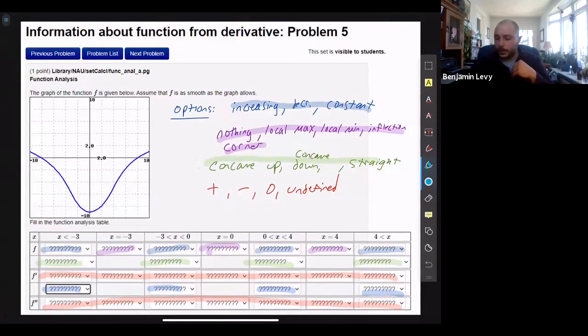So for example, I'm using blue, right? This thing right here in blue at the top is showing increasing, decreasing, or constant. So the things that are highlighted in blue down below have those 3 options, either increasing, decreasing, or constant, right? Things that are highlighted in purple have the options nothing, local max, local min, or inflection point or corner, right? Things highlighted in green have the options concave up, concave down, straight. And then the red ones have the options plus, minus, 0, undefined. And so I'm just trying to show you what the options are, color coded.